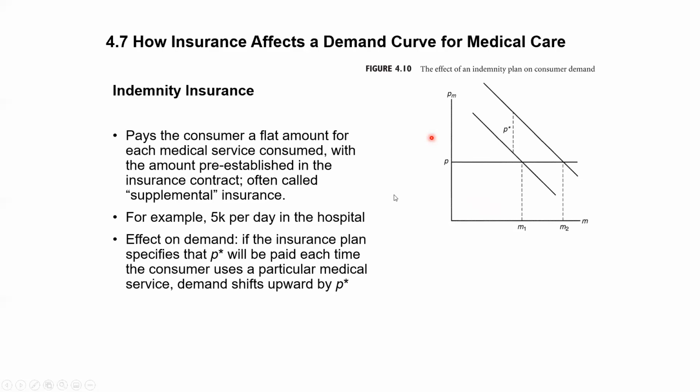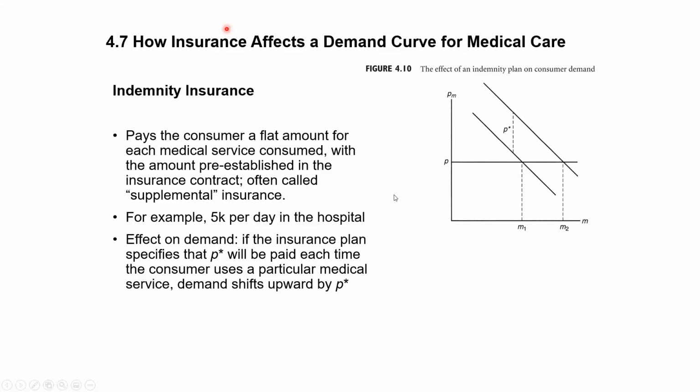Another form of co-payment is the flat indemnity payment, which is less common than co-insurance plans. Quite simply, an indemnity plan pays the consumer a flat amount for each medical service consumed, with the amount pre-established in insurance contracts. For example, some hospital insurance policies pay the insured person a specified amount, such as 5,000 pesos for each day of stay in the hospital. So the effect on the demand curve is easy to describe using our standard models.